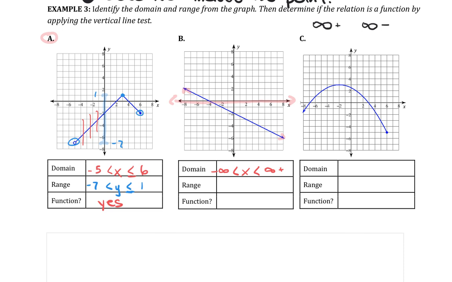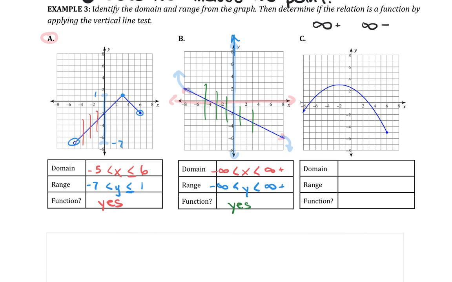Okay. Now, if we look at range, this arrow is going up forever. So we're going up, up, up forever. This arrow is going down forever. And it's going to go down, down, down forever. So again, we're going to start at -infinity. Okay, it's the y values. And we're going up to +infinity. Now, if we try the vertical line test, we're never going to cross that graph at more than one place at one time. So yes, it is a function.